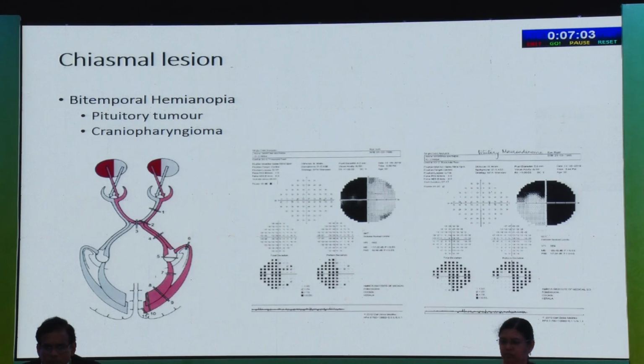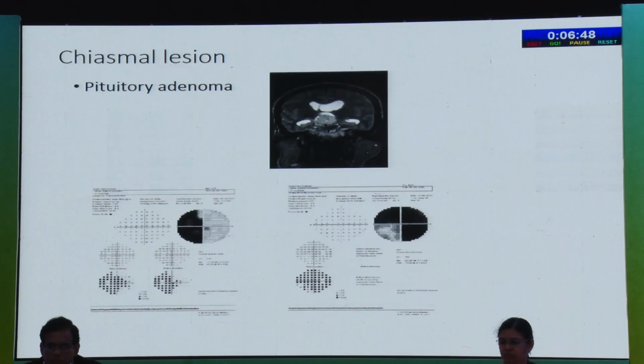Bitemporal hemianopia is seen in chiasmal lesions, and pituitary tumor and craniopharyngioma are the common tumors which cause bitemporal hemianopia, due to involvement of the crossing nasal fibers at the chiasm. Here you can see a pituitary adenoma causing bitemporal hemianopia initially. When the disease progresses, the field defect involves the nasal side.